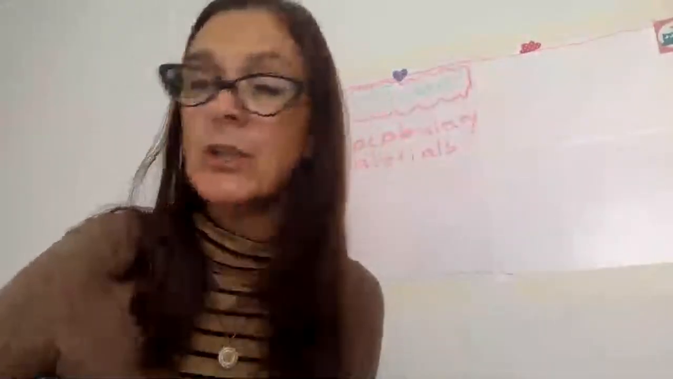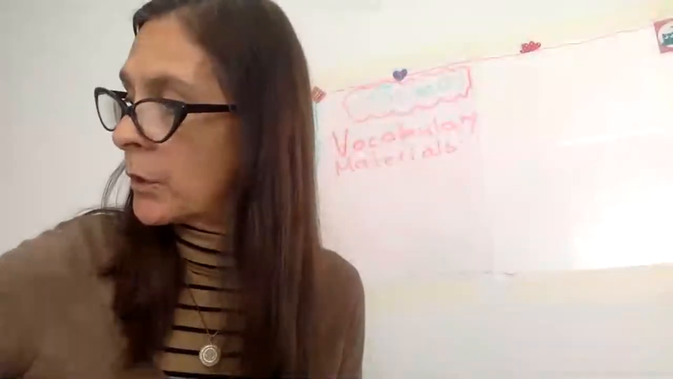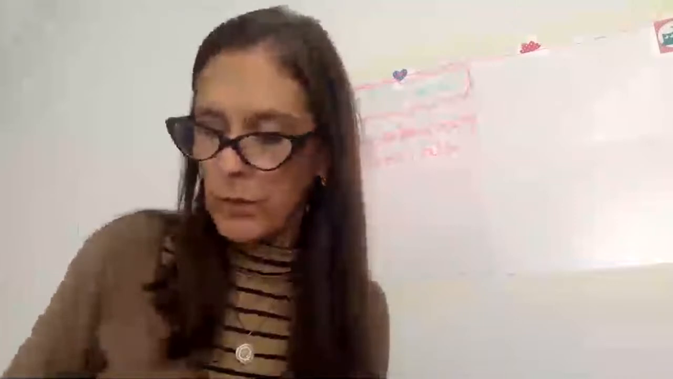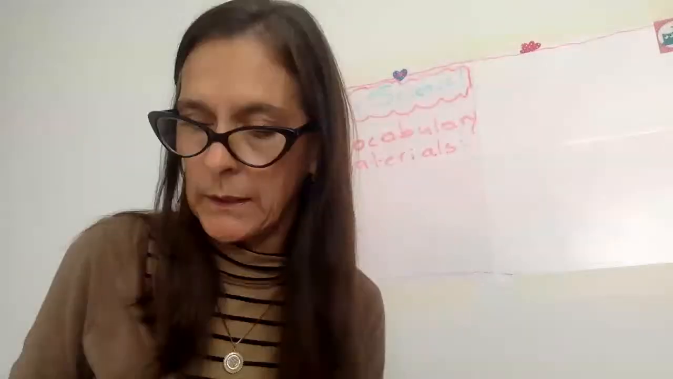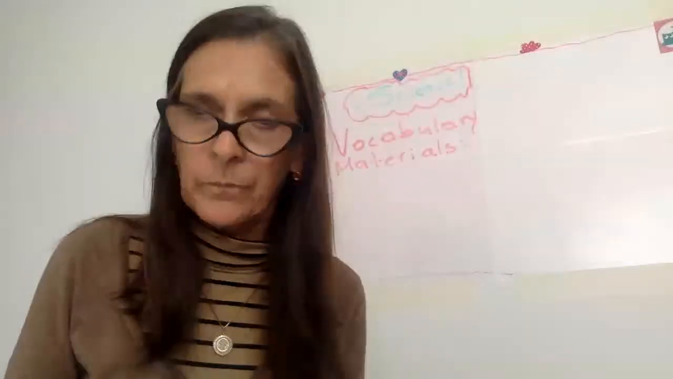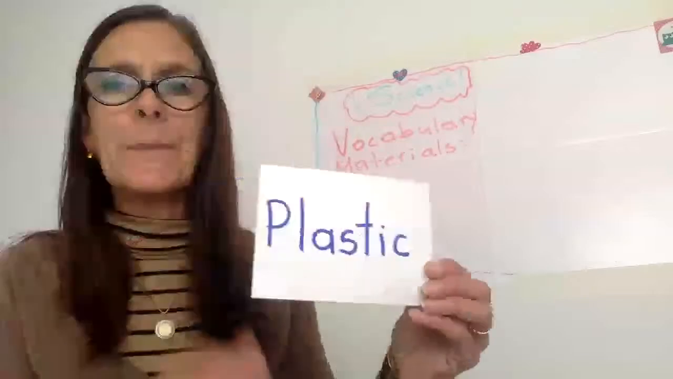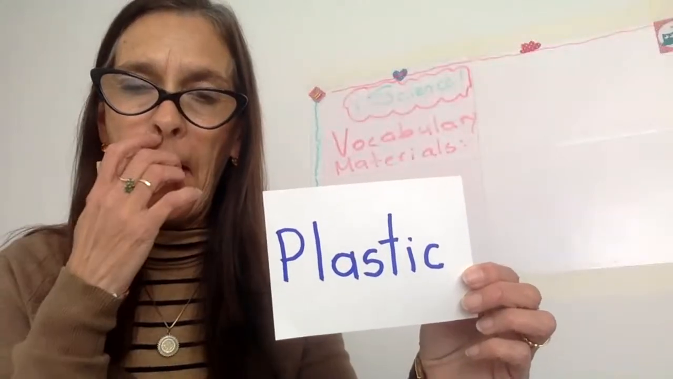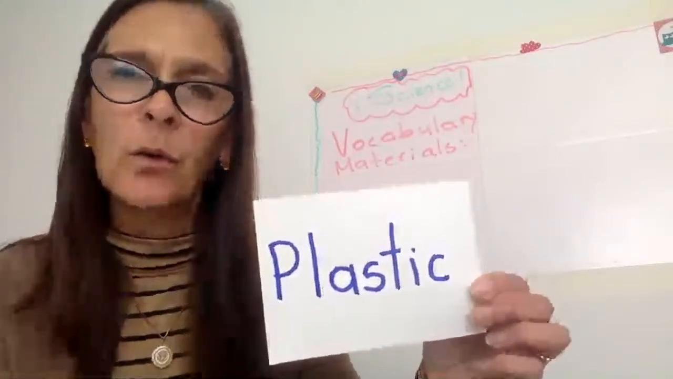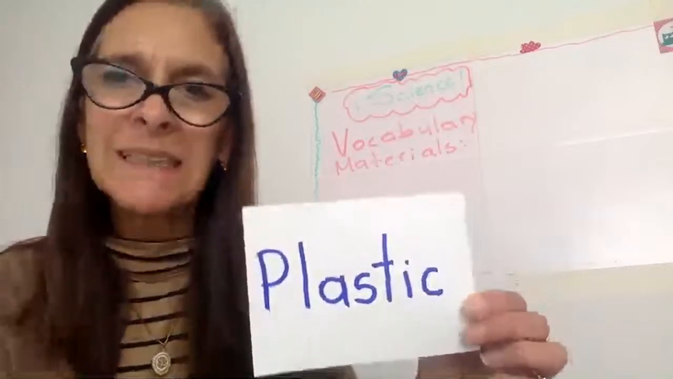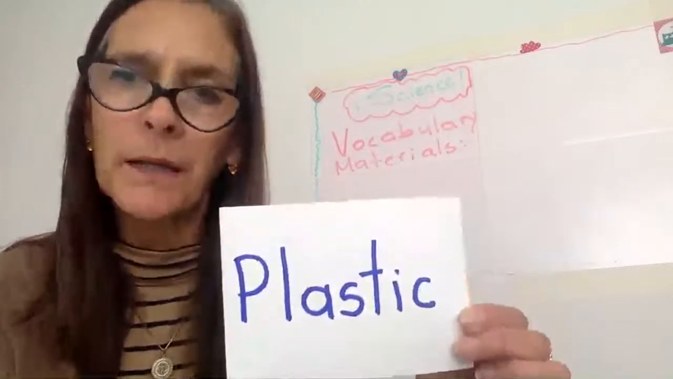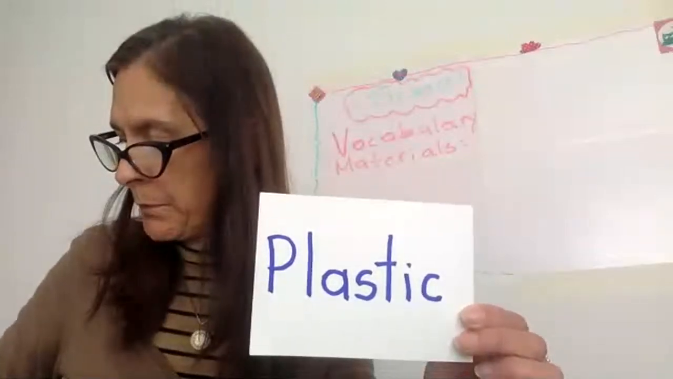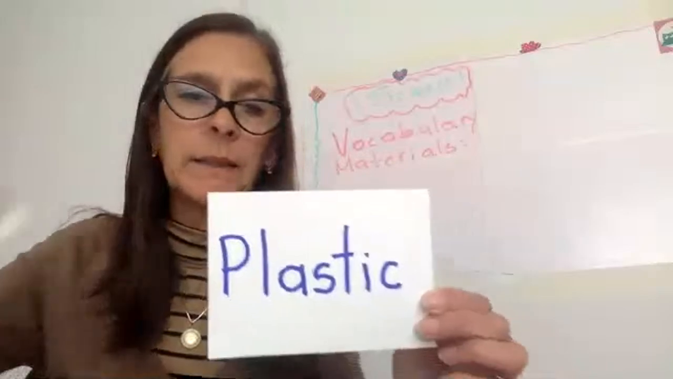Okay, so let's begin. I have some flashcards for the vocabulary that we have. So the first one that I have here is plastic. I want you to repeat plastic. And we are going to name something that is made of plastic. What can you remember is made of plastic?